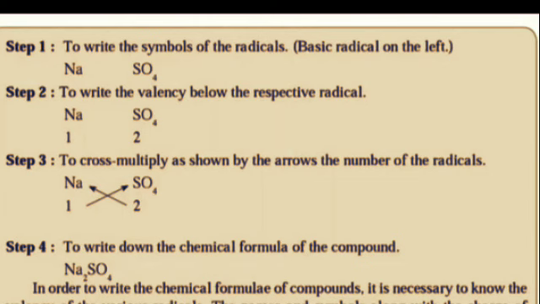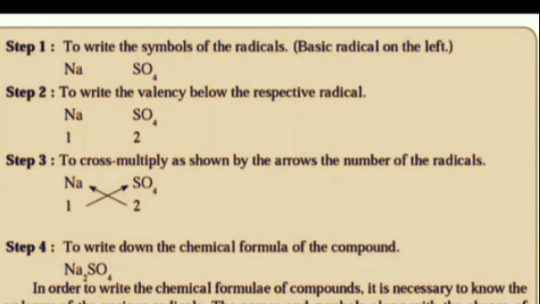Now, see this example, Na2SO4. In step 1, write the symbols of the radicals, the basic radical on the left side, that is Na+, and SO4 2- on the right side. In step 2, write the valencies below the respective radicals. Now below sodium we have to write the valency of sodium. The valency of sodium is 1 and of sulfate is 2.